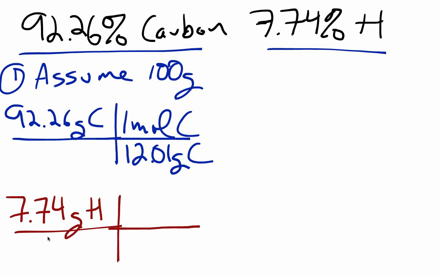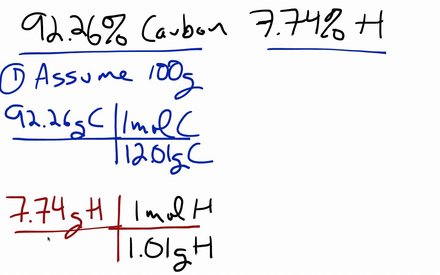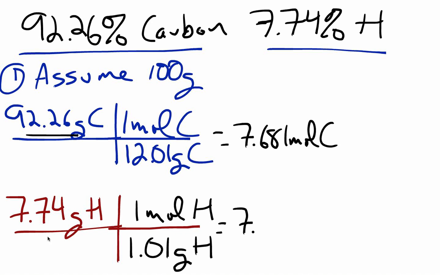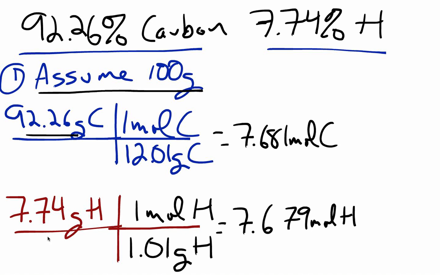So I'm dividing by the molar mass. Same thing for hydrogen. I'm going to round it off to the hundredth, so it's 1.01 grams of hydrogen in every 1 mole of hydrogen. Now I divide them out, and I get the amount of moles I have. So I have 7.681 moles of carbon. Really I probably should carry it out to 4 significant figures. Oh, I did. Never mind. I'm doing it right, not even knowing. And 7.679 moles of hydrogen. So my first step, number 1, was assume 100 grams.